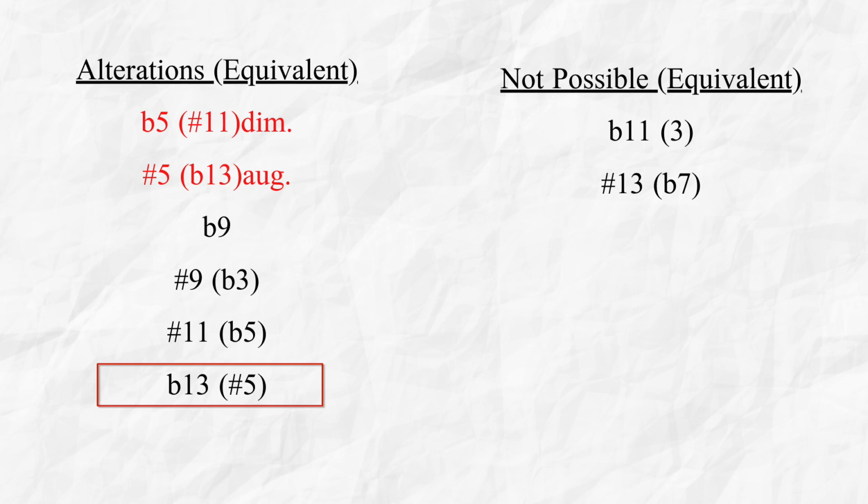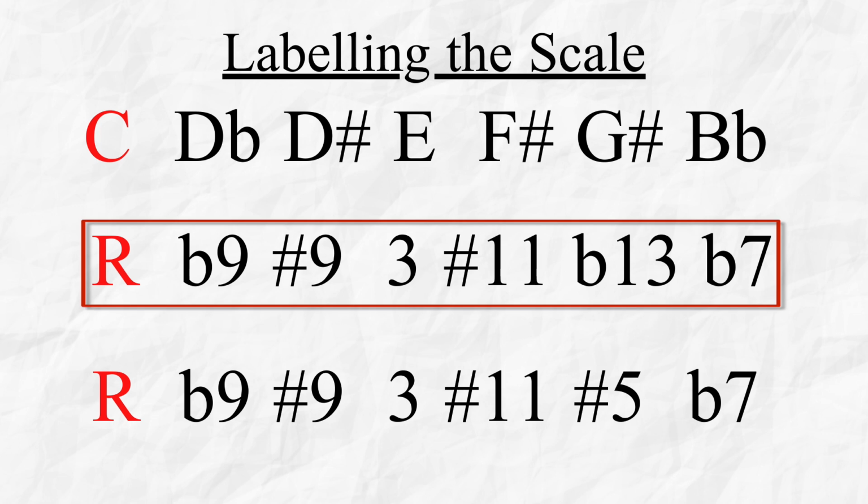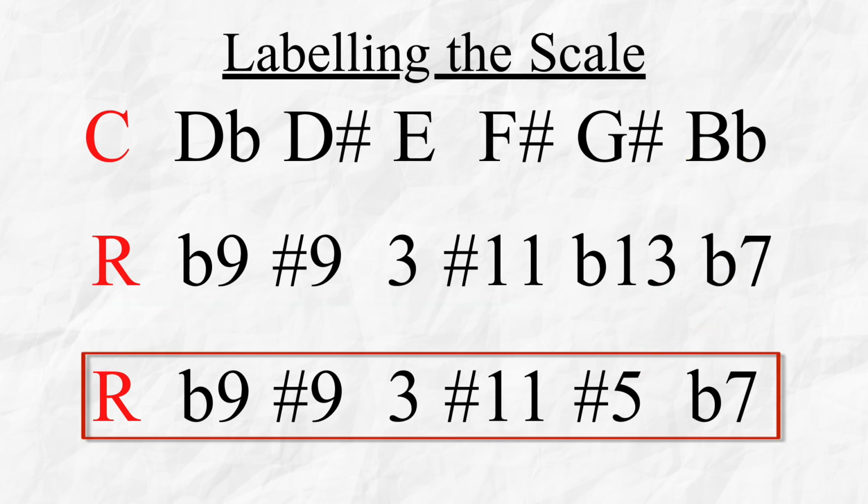So the altered scale with every alteration could therefore be defined as root, flat 9, sharp 9, third, sharp 11, flat 13, flat 7. The only issue with that is that there is no fifth, and of course we were trying to build a root, third, fifth, 7th chord. For this reason I prefer to relabel the flat 13th as a sharp 5th, but the choice is ultimately yours. That would give us root, flat 9, sharp 9, third, sharp 11, sharp 5th, and flattened 7th.